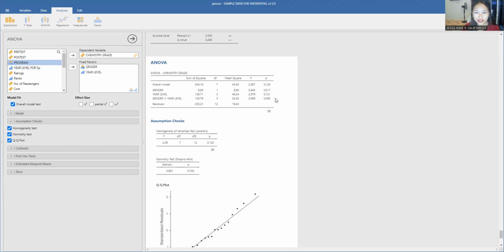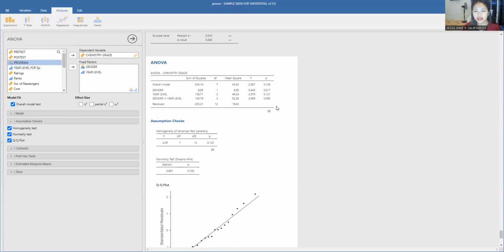So, as you can see here, the F value of gender and year level is 2.689, and the p-value is greater than 0.05 since it is 0.093. So there is still no significant difference among our independent variables in the chemistry grade. So meaning, we cannot proceed with a post-hoc test.